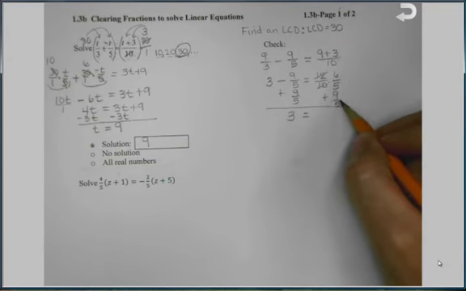6 plus 9 is 15. Divided by 5 is really a 3, and so 3 equals 3, and my answer checks. That means I have double checked. 9 really is my solution here.